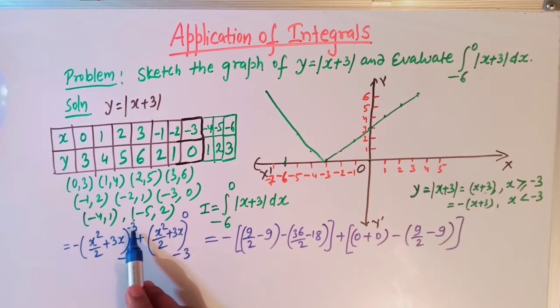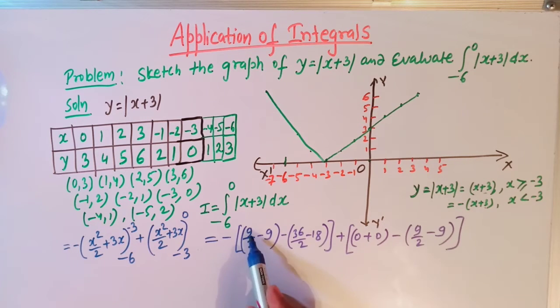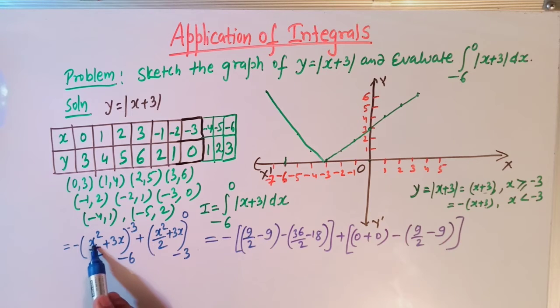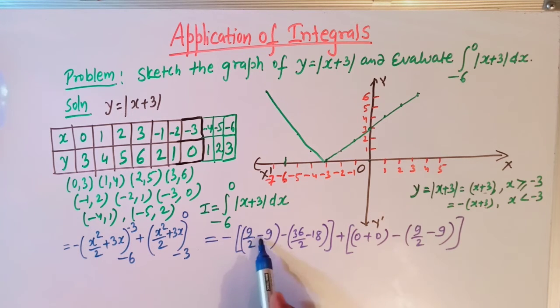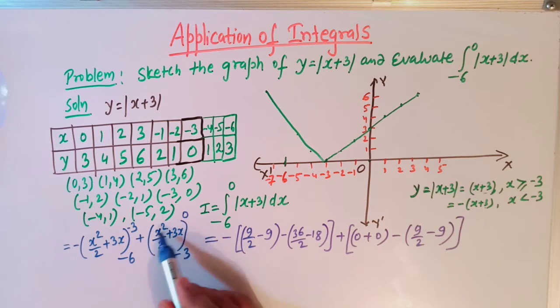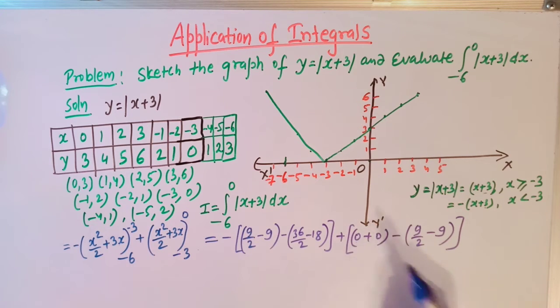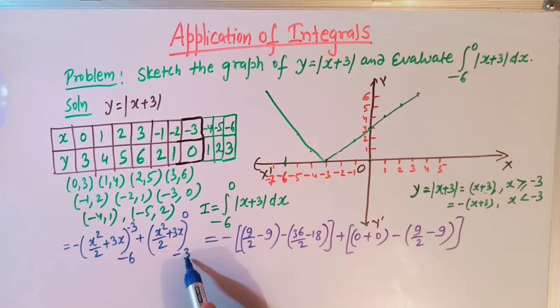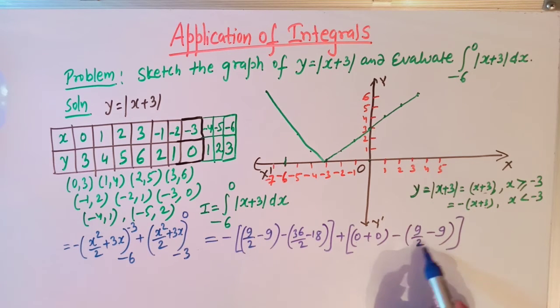Now if we substitute these limits in the expression here and here, we get these two expressions. That is, when we substitute minus 3 here, we have 9 by 2 minus 9, minus, if we substitute minus 6 here, we have 36 by 2 minus 18, and then plus here we have 0, so this term becomes 0, this term becomes 0, so we have 0 plus 0, and minus, if we substitute minus 3 here, we have 9 by 2 minus 9, right?